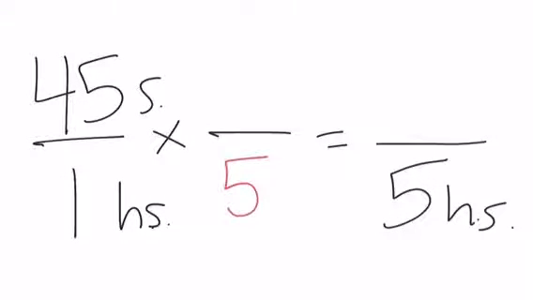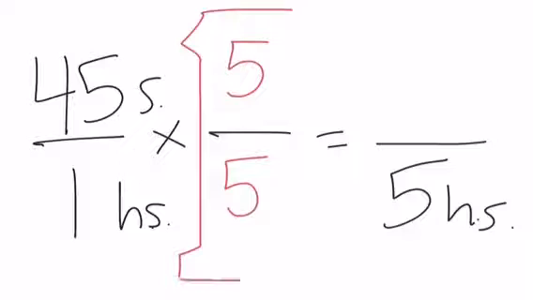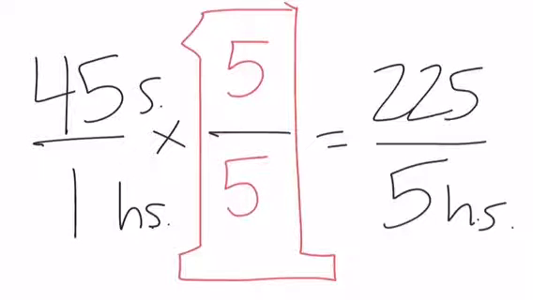So if there's a 5 on the bottom, we know that we can only multiply by a value of 1. So here's my 1. So we have to put a 5 on the top, right? They have to match. Bottom has to match the top. So we're doing 45 times 5 equals 225 seconds.